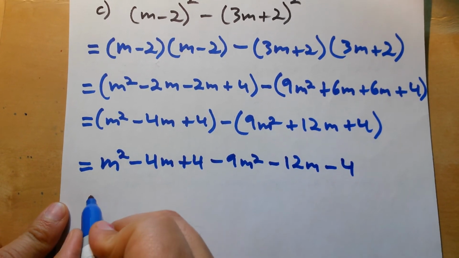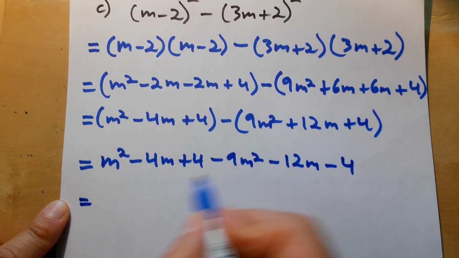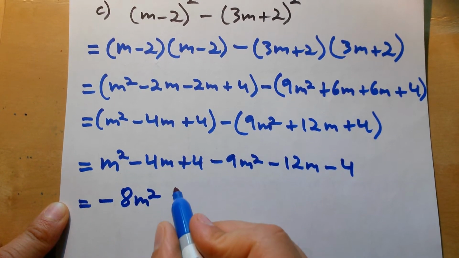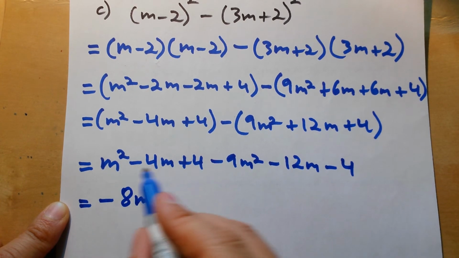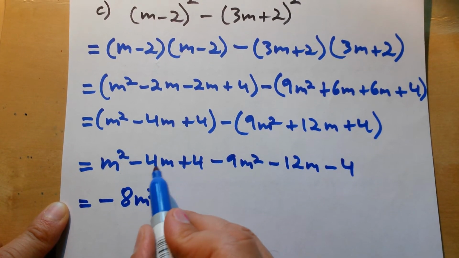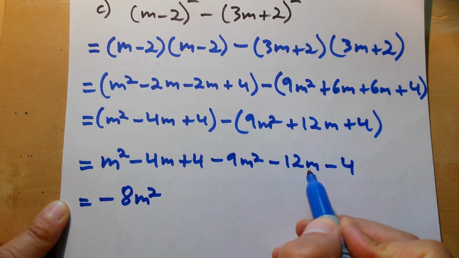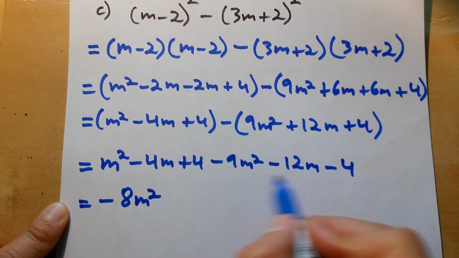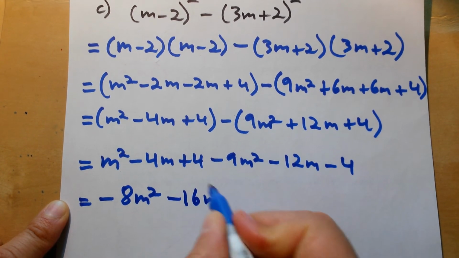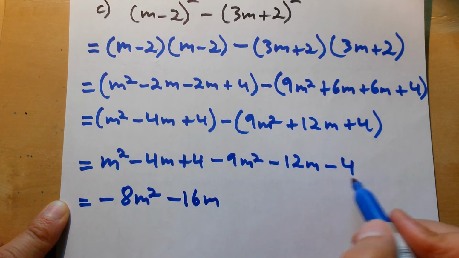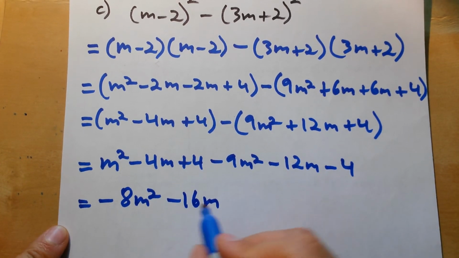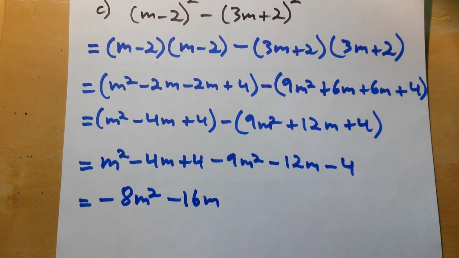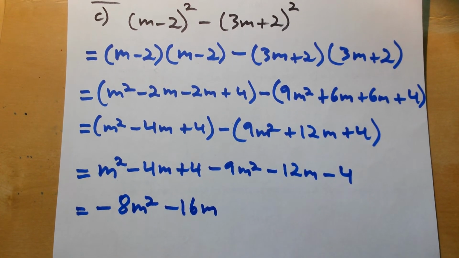Let's continue collecting the like terms. So m squared minus 9m squared gives us minus 8m squared. We're collecting these two like terms. Any like terms to negative 4m? Yes, negative 12m. So minus 4m minus 12m gives us minus 16m. And then plus 4 minus 4 gives us 0, so we don't write it down. And that's it for this question.